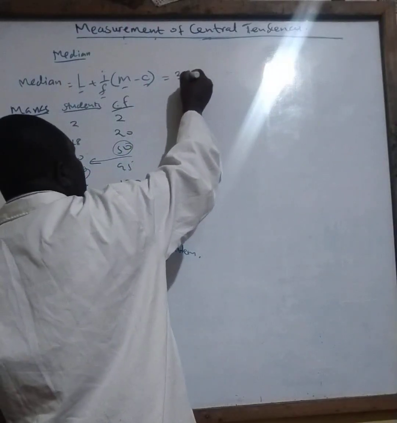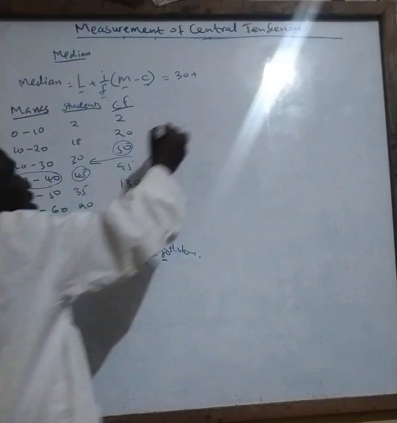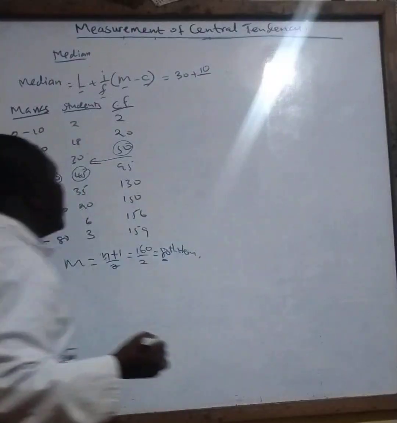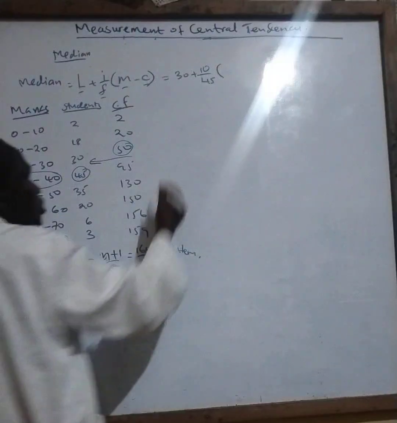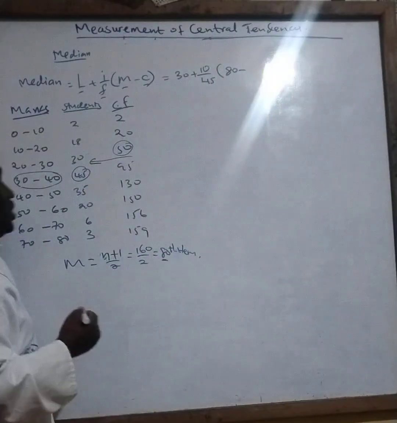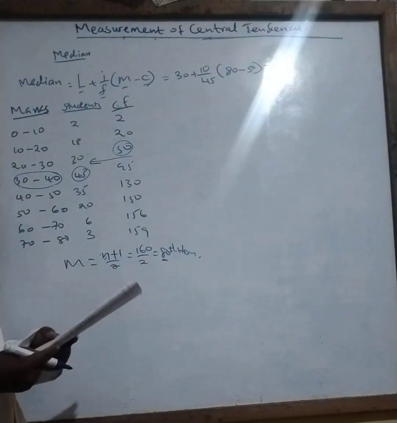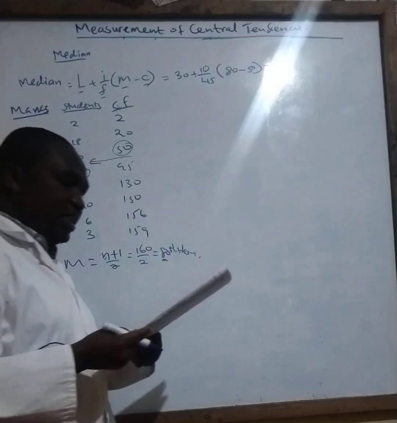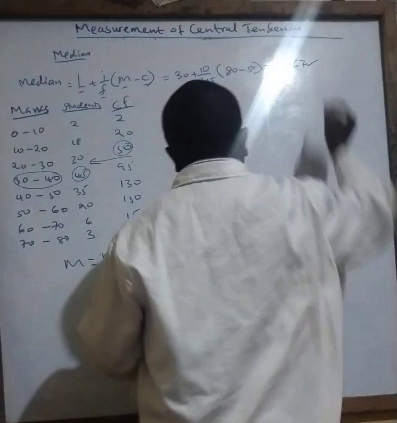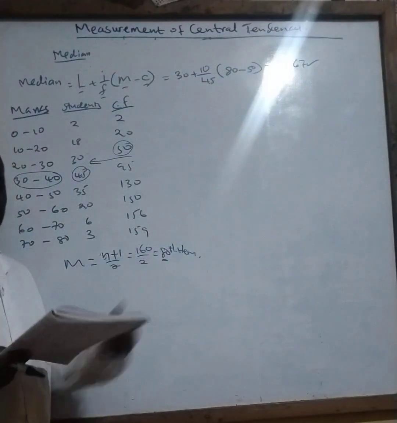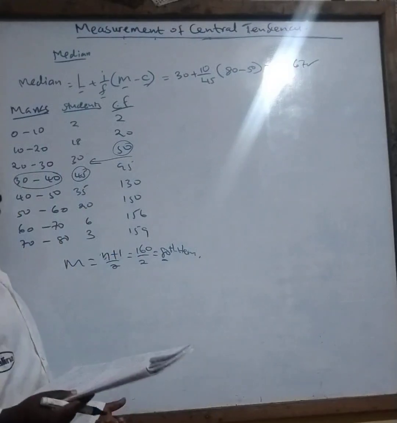So my L is 30 plus the interval. The difference is 40 minus 30, which is 10. So you take 10, divide by the frequency, which is 45 here, then into M, which is 80, minus C, which is 50. If you work that out using your calculator, class, the answer you get is 36.67. That is your middle item. You can see how simple it is. That is how you are supposed to work out this question.